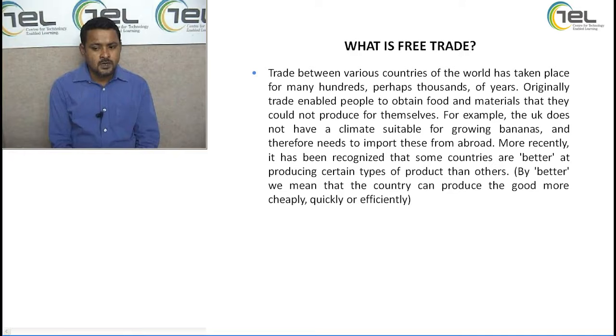More recently, it has been recognized that some countries are better at producing a particular type of product than others. By better, we mean they can produce the product cheaply, quickly, and more efficiently. So, if somebody is producing it cheaply, quickly, and more effectively, which means they are producing it at an opportunity cost which is less than that of other countries, that country will be better off trading the surplus goods and commodities to other countries. Because of that, the country exporting the commodity will benefit, and at the same time, the country importing it is also going to benefit.